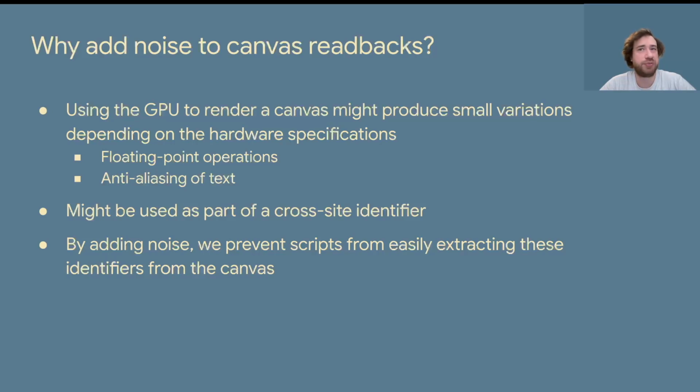So, while GPUs are quite powerful to draw complicated shapes and forms on a canvas, they also produce small variations while doing so. Because these variations depend on the characteristics of the device, they could be used as cross-site identifiers, even when the user is in incognito mode. Our goal by adding noise is to prevent scripts from easily obtaining these identifiers.